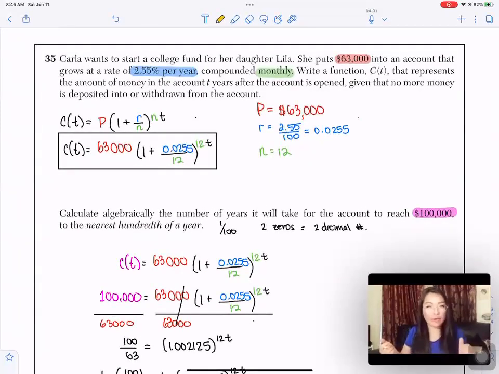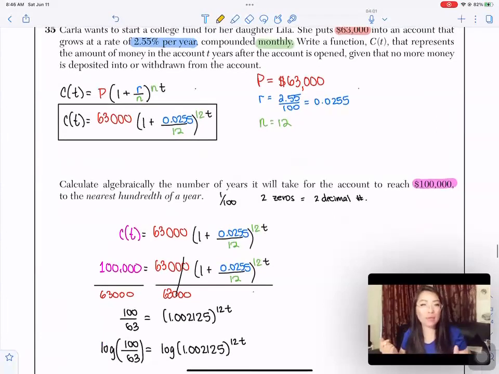All right, reread this problem, skim through it, just grab the parts that you need. Principal is 63,000. R is 2.55 over 100. That's 0.0255. N is 12 because it's monthly. Plug it into the formula. If you forget the formula, I wrote it out for you. Just make sure to write the rule that you're using and then the substitution. Okay, don't just write the answer.